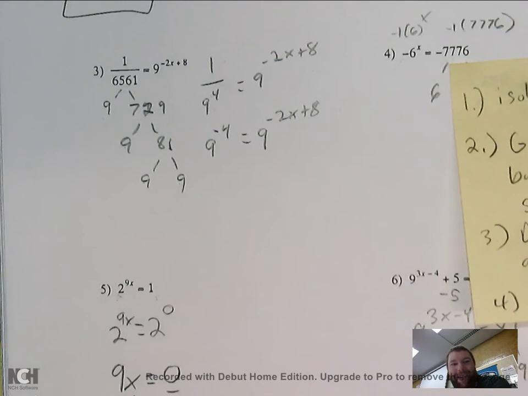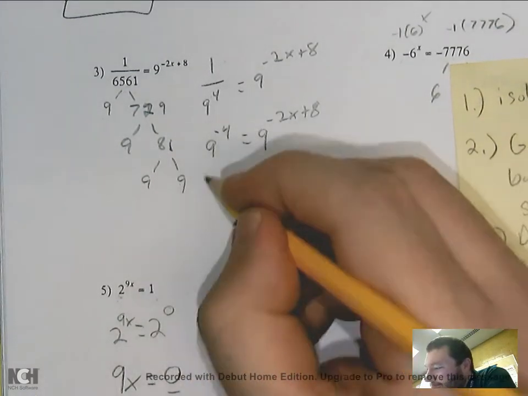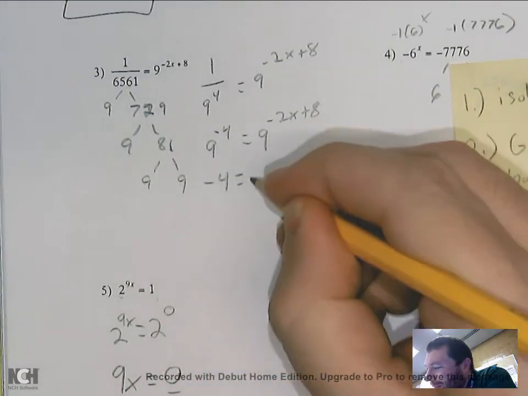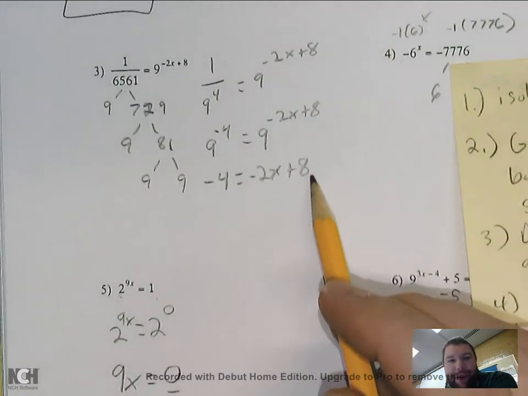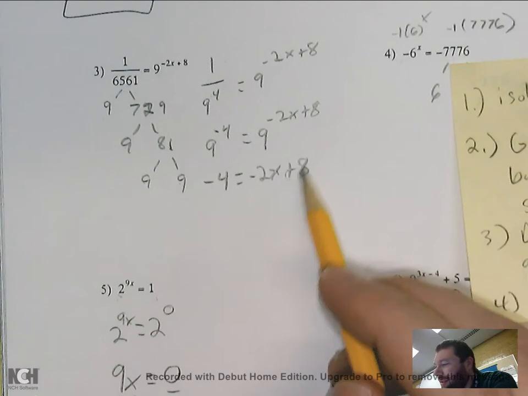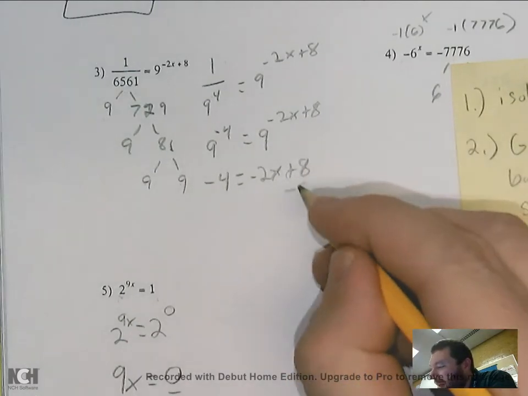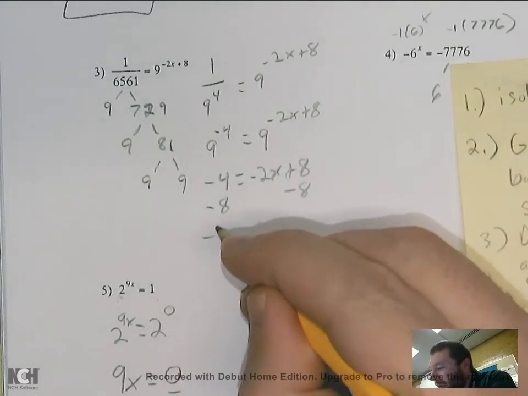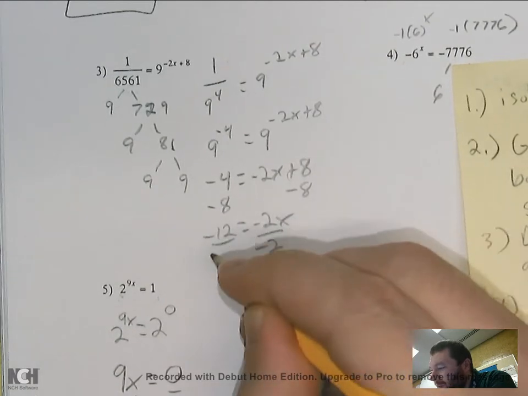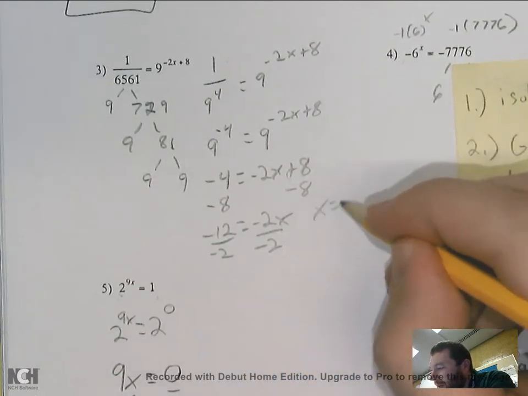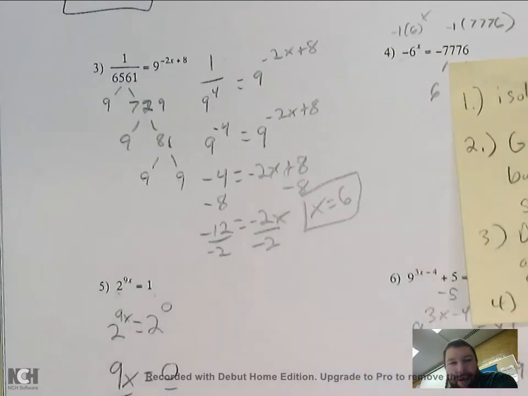Okay, so the next step is to just set those exponents equal to each other. So we have negative 4 is equal to negative 2x plus 8. Now it's just a two-step equation, right? So you'd minus the 8 first. Gives you negative 12 is equal to negative 2x, and then you divide by negative 2 to get x is equal to 6. And again, if that was too quick for you guys, you can always pause and rewind.